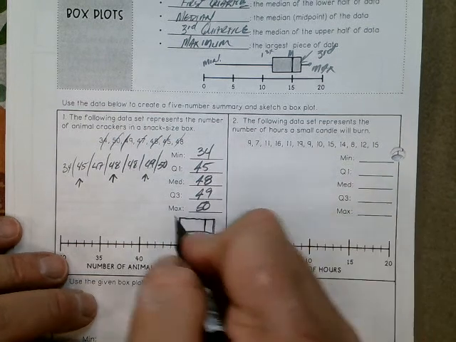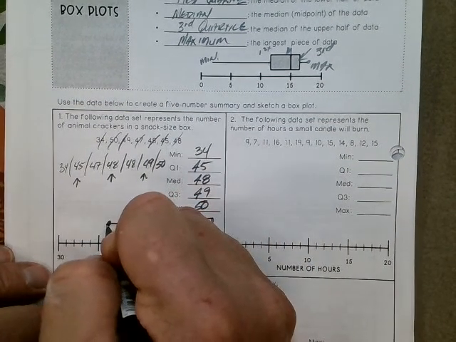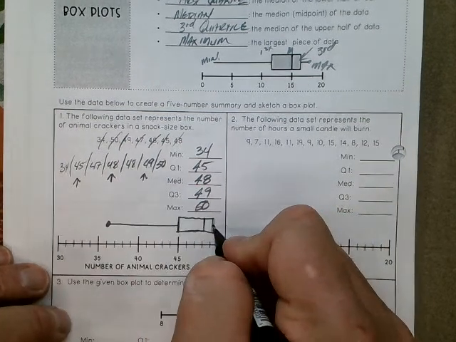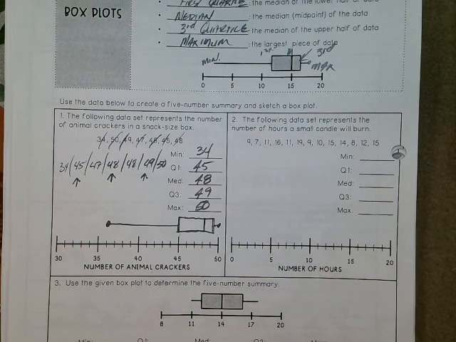Now I'm going to take this whisker to 34 and put a dot there. And this whisker is going to go to 50 because it's the maximum. And that's your box and whisker plot.